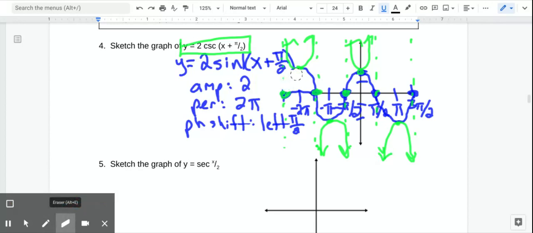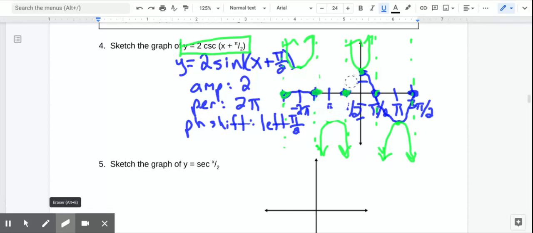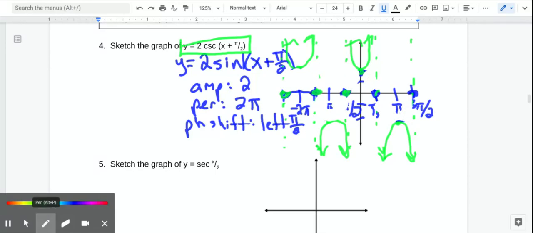Okay, so this blue part is not actually part of it. That just gave us the structure for how this is going to look. Okay, this is actually the graph of cosecant. It looks like that. When you're graphing these yourself, go ahead and leave the sine curve in because it's annoying to erase it.